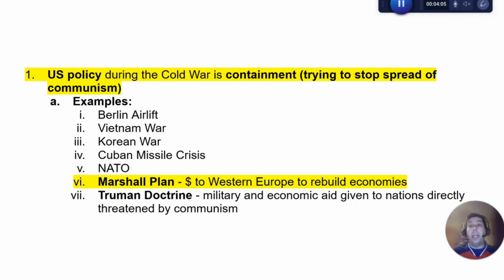Then we get the Marshall Plan and the Truman Doctrine. The Marshall Plan gave money to Western Europe to rebuild their economies so that communist revolutions weren't likely to happen there. And then the Truman Doctrine is giving military and economic aid to countries threatened by communism. This in particular was Greece and Turkey.